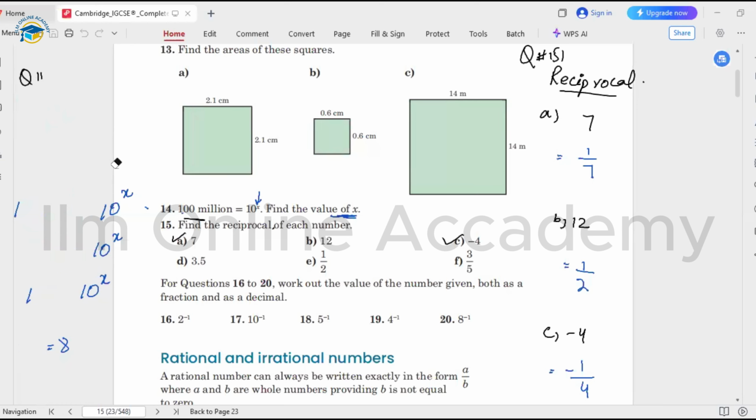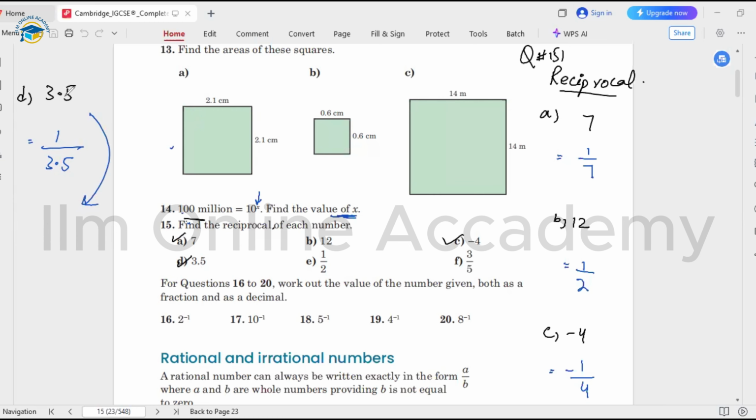Okay, similarly, if they gave us a decimal number, similar thing we will be working on. For example, they gave us this part D as 3.5. If I'm going to find the reciprocal of this number, I'm going to write it down as 1 by 3.5. That is one method as well.